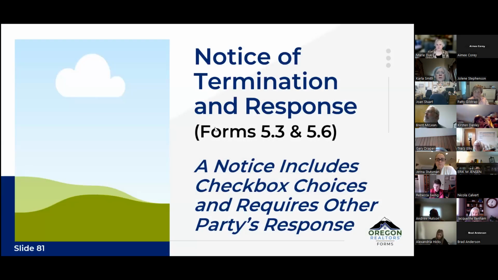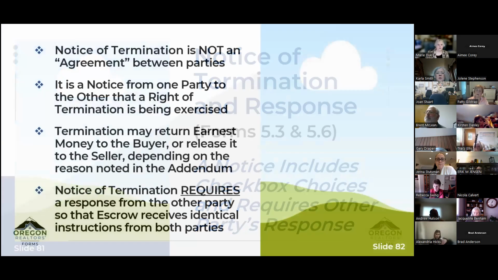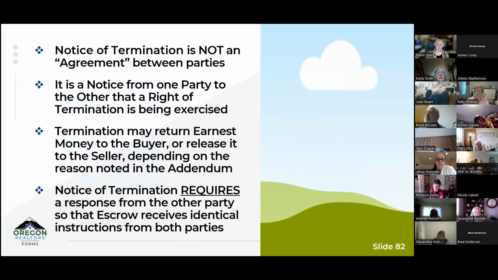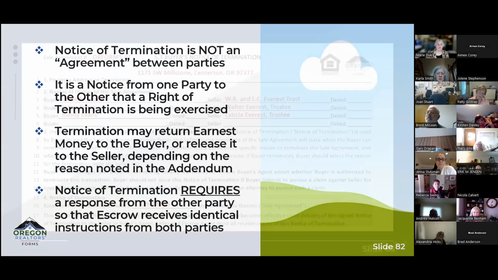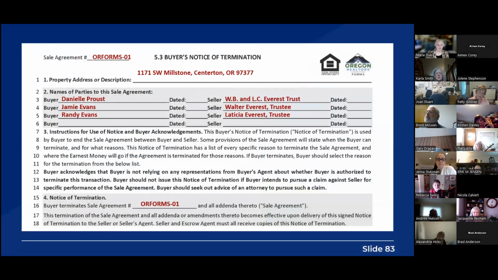Okay, notice of termination and response. Notice of termination is not an agreement between the parties. Okay, pay attention to that. It is a notice from one party to the other that a right of termination is being exercised. Termination may return earnest money to the buyer or release it to the seller, depending on the reason noted on the addendum. Notice of termination requires a response from the other party so that escrow receives identical instructions from both parties. So let's look at the buyer's notice of termination.